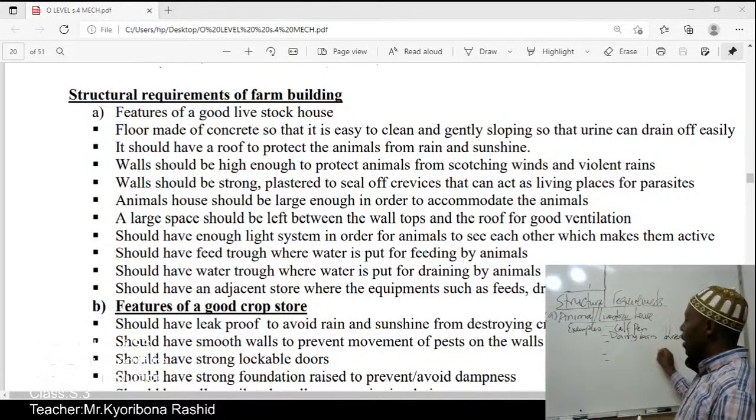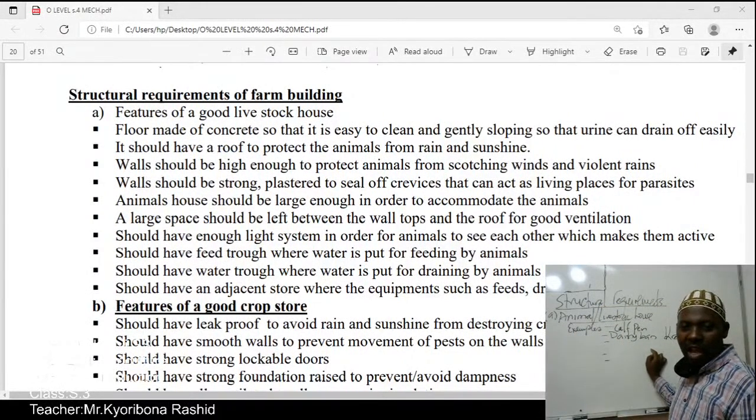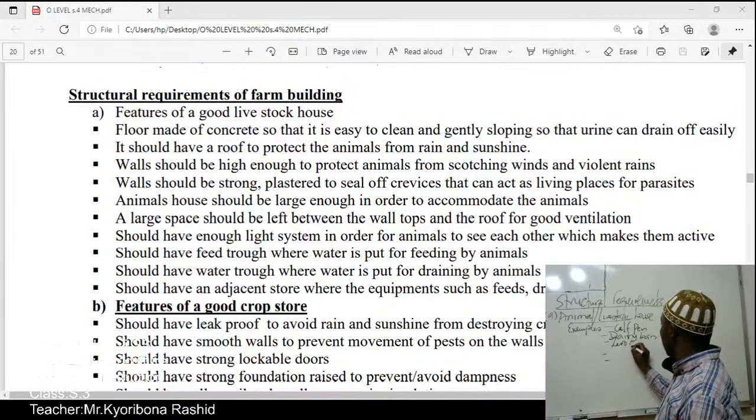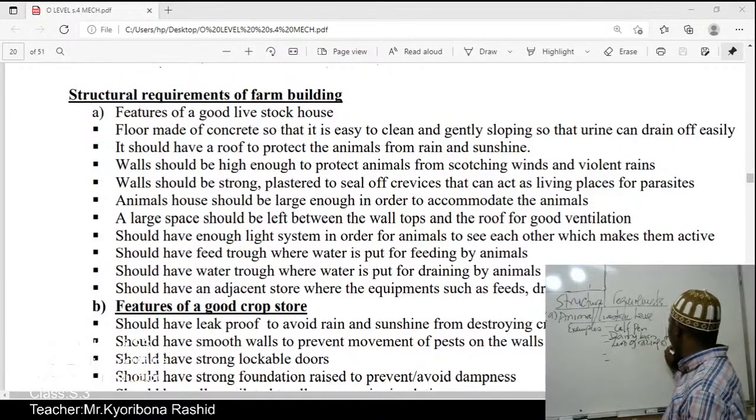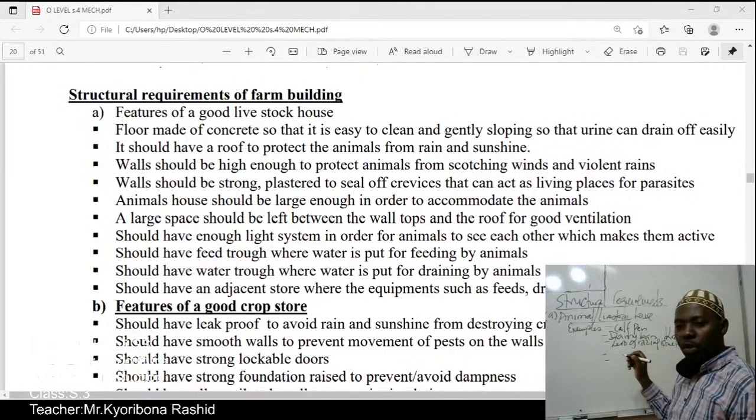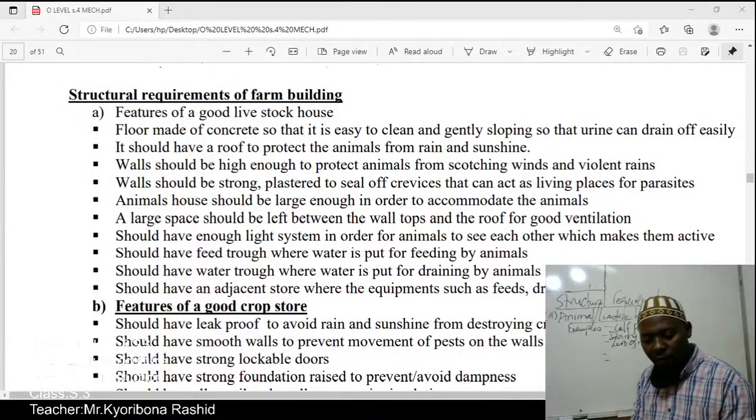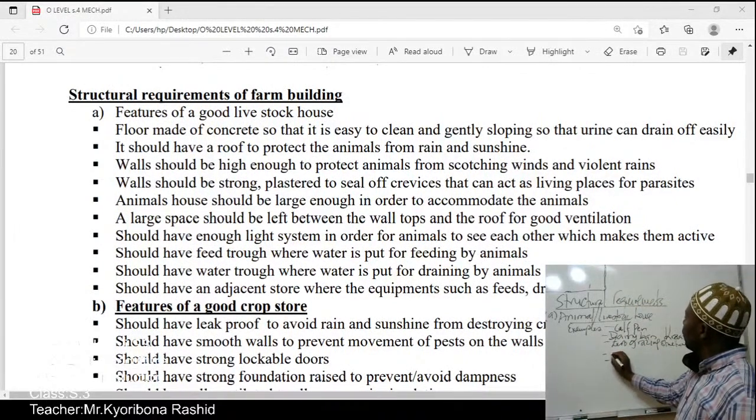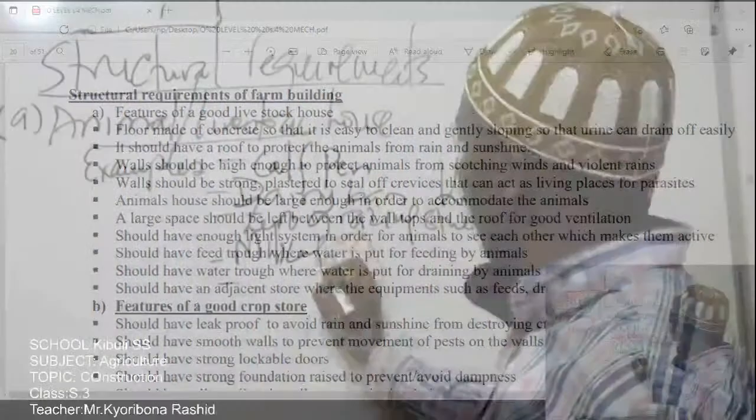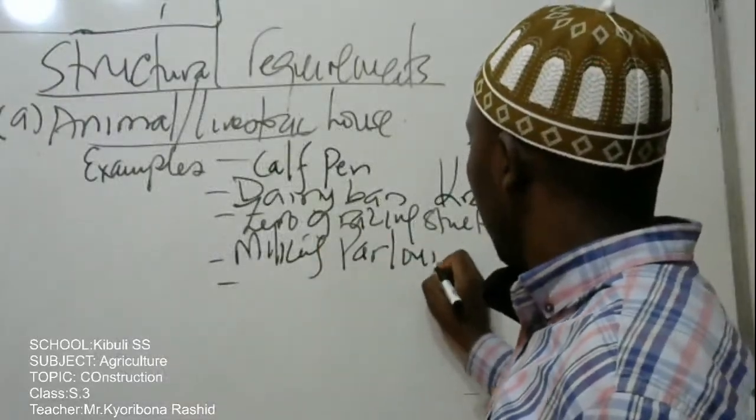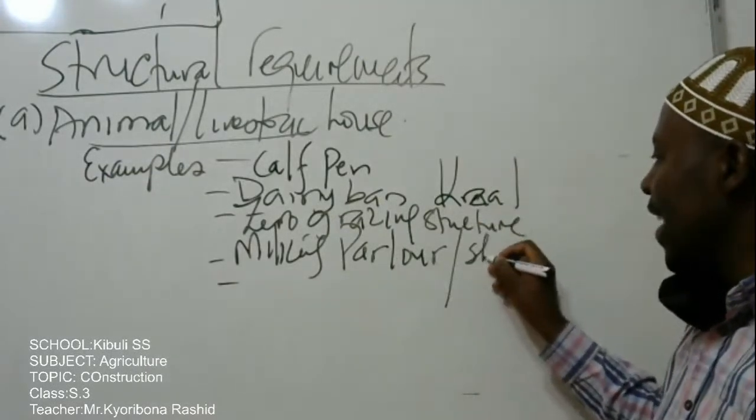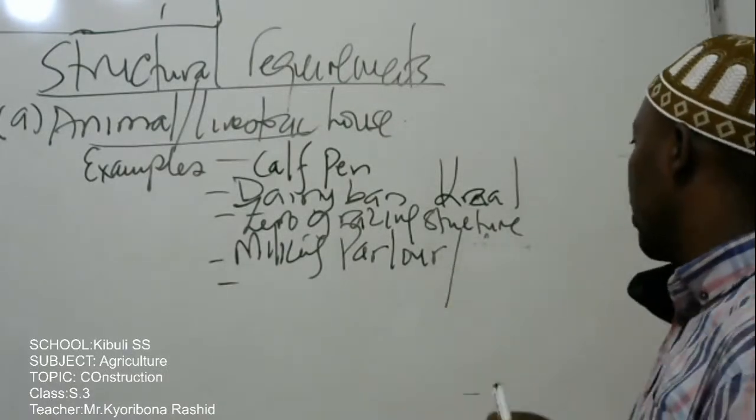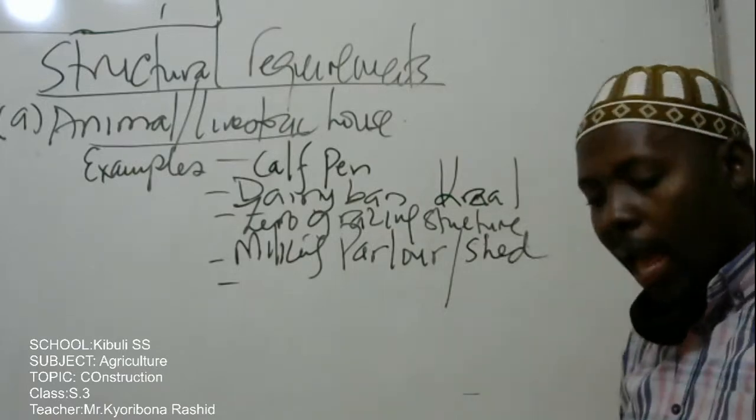So, a dairy barn is where we have dairy animals. Then we have a zero grazing structure. At home, you have one or two animals, you make a simple structure for them. How should it be? Then we have the milking parlor. However, the milking parlor is different from a milking shed.